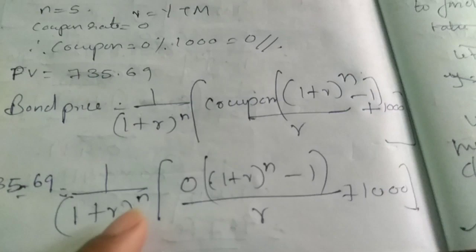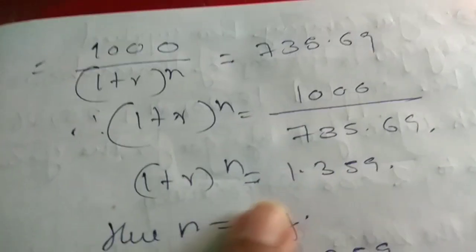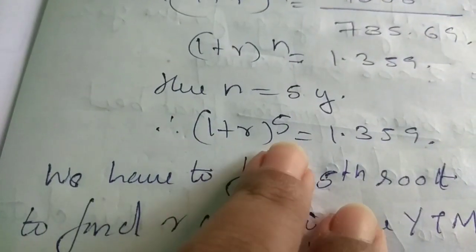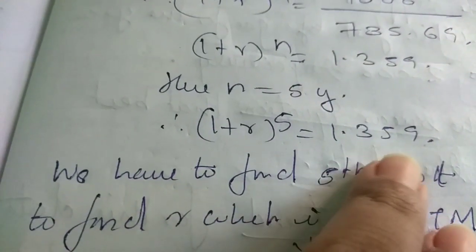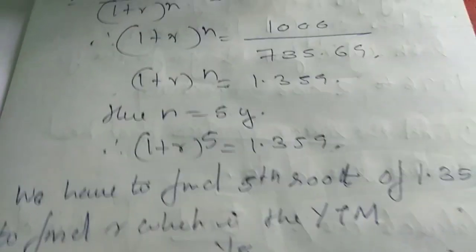So we will get the equation as 1 by (1 plus R) all raised to n. The 0 into this will be cancelled and we get 1000 by (1 plus R) all raised to n. So (1 plus R) all raised to n, we get 1.359. Here n equal to 5 years, so (1 plus R) raised to 5 equal to 1.359. We have to find the yield, or R equal to YTM. We have to find the fifth root of 1.359 using this calculator only.